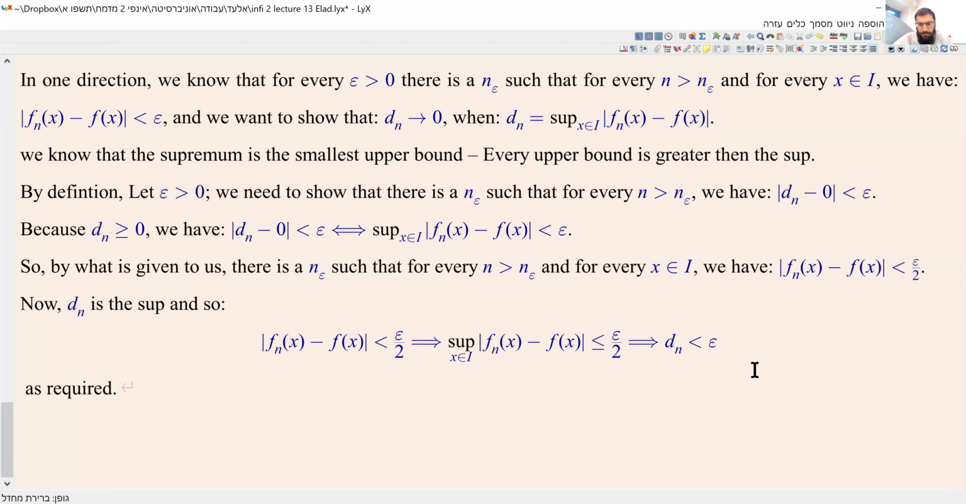You got a question, Sammy? I thought we were showing that dn tends to 0. How did we show that dn tends to 0? Because it's for every epsilon, which means that it can only be 0. Exactly, the very definition of a limit.